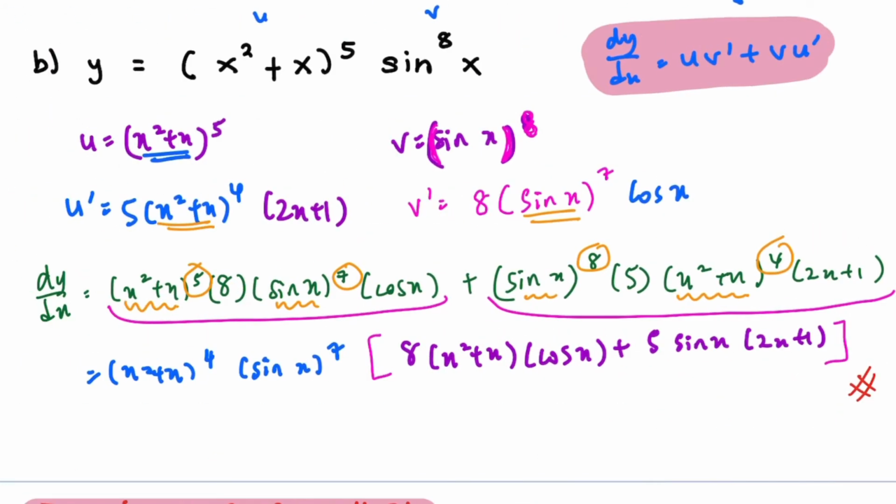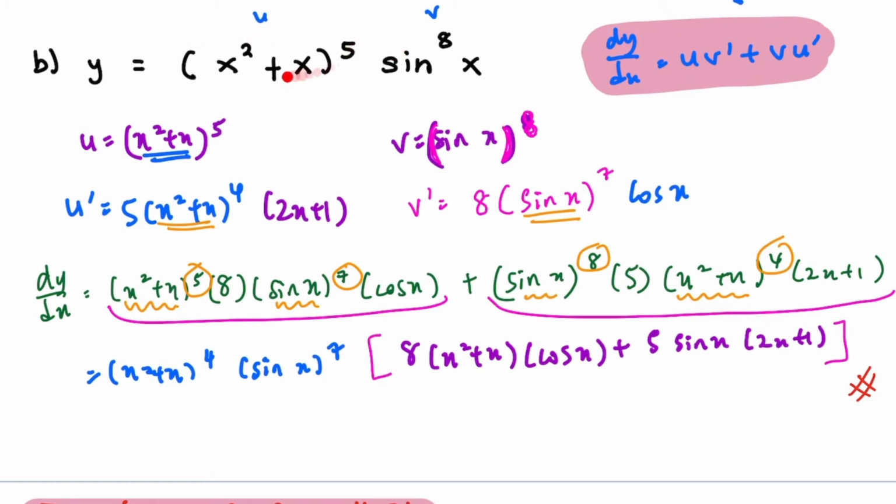Now let's see the final question. This is our question: y is equal to (x squared plus x) to the power of 5 multiplied by sine x to the power of 8. So you know that this is two functions multiplied to each other. So of course, when we want to differentiate this, we need to use the product rule.